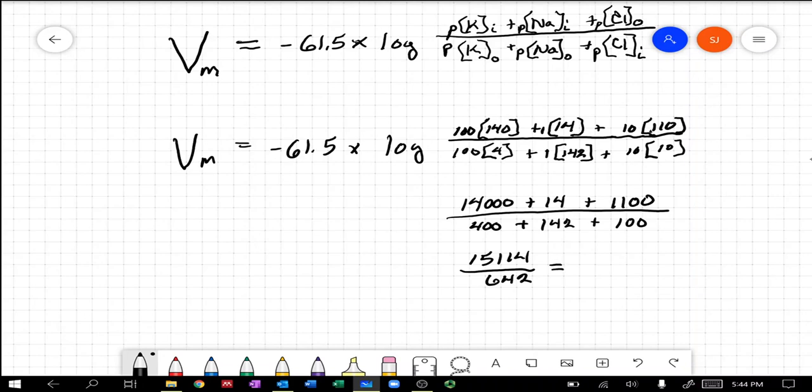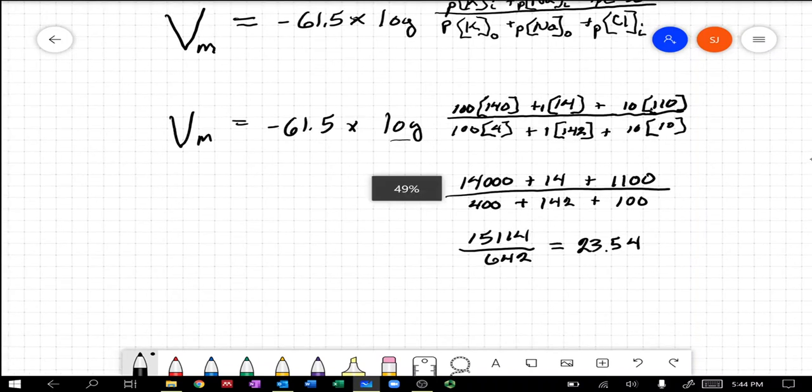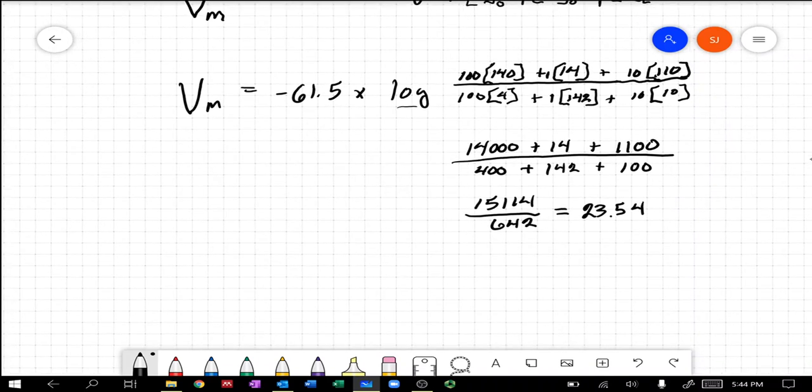What's that equal? I'm cheating now. This time I did this already. So this is going to give us a ratio of 23.54. We're going to take the log of that ratio. So since this is an example, I'm going to show you the next thing we would do here is take the log. Log of 23.54. And I did the math for us there. It's 1.37.